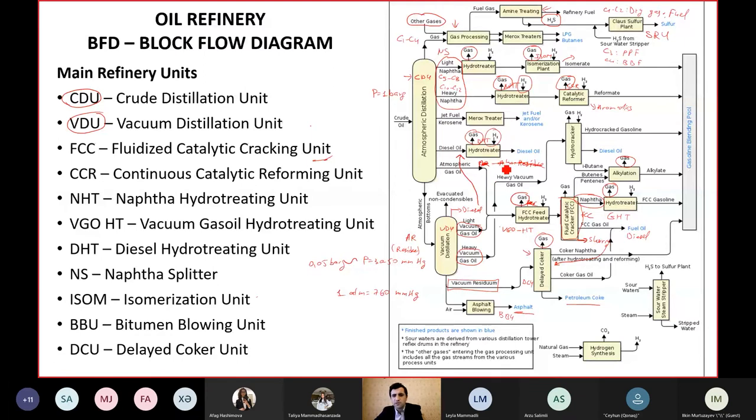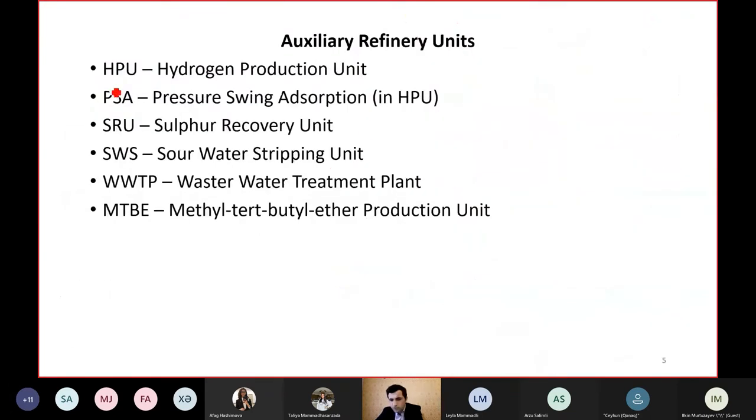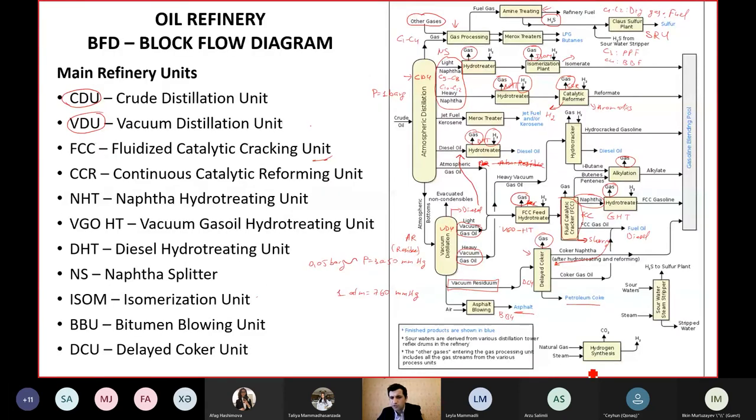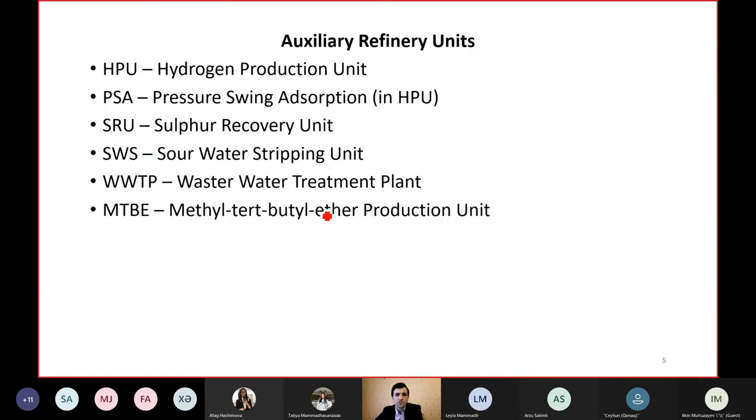Here, we produce hydrogen. But this hydrogen is not enough. That's why we have an additional hydrogen production unit, which is shown here. This is the HPU, hydrogen production unit, where we use natural gas and steam to produce hydrogen. We have the pressure swing adsorption. Why do we need this one? To produce high purity hydrogen. So you can assume it like that.